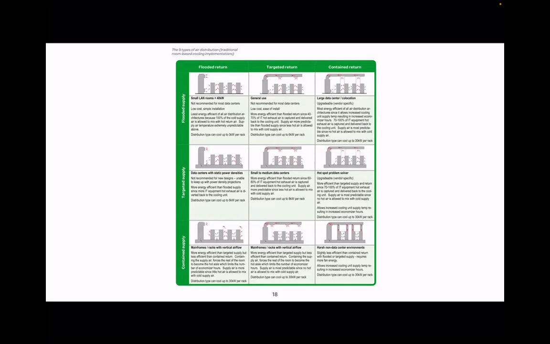The most energy efficient installation found here is the flooded supply with contained return, as it can absorb 70 to 100% of the mining equipment exhaust heat. It's the one on the upper right. And recently, Google has started implementing this type of air distribution in its data centers.